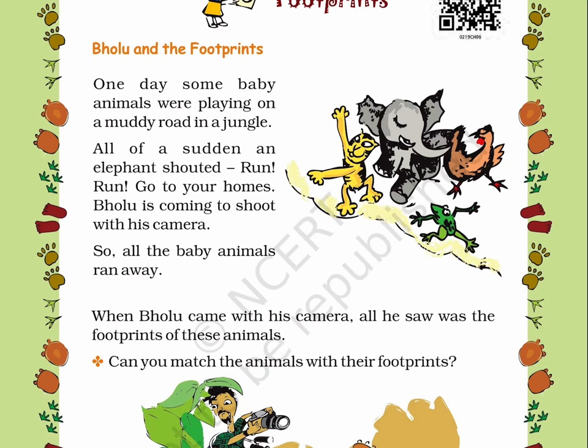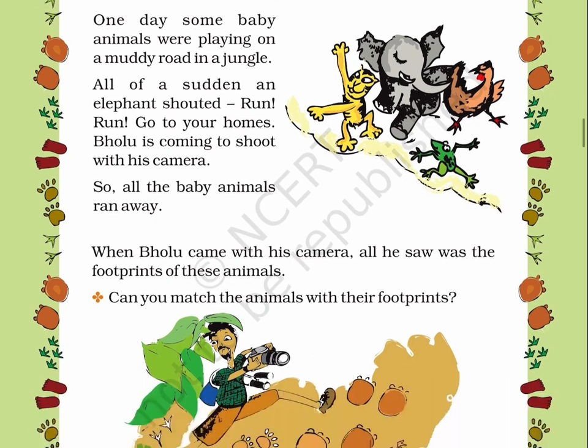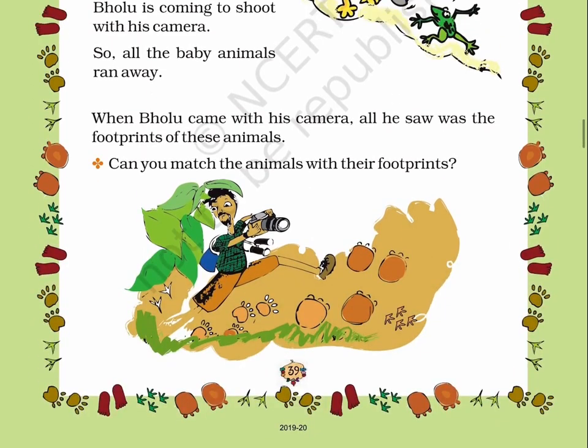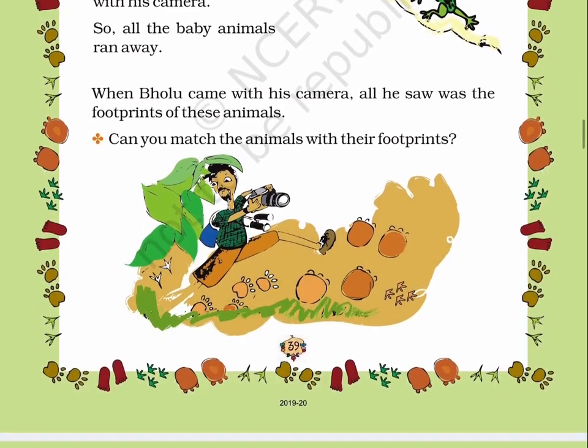"Run! Run! Go to your homes! Bholu is coming to shoot with his camera!" So all the baby animals ran away. When Bholu came with his camera, all he saw was the footprints of these animals. Picture shows Bholu with his camera looking at the footprints of baby animals in the mud. Question: can you match the animals with their footprints?